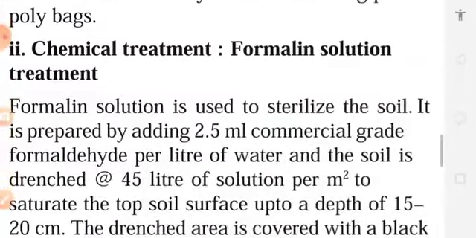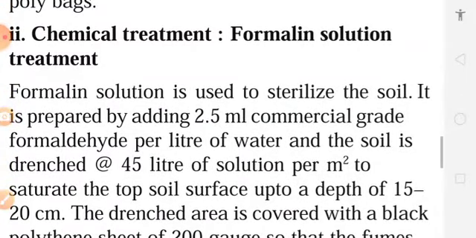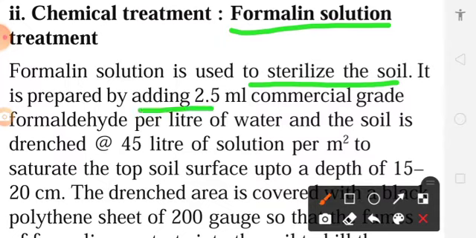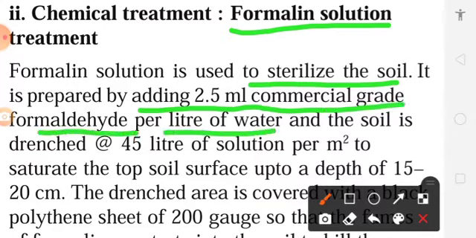So then come to the chemical treatment. That was the physical treatment. Now chemical treatment. In this chemical treatment, we can use formalin solution. This solution will sterilize the soil, and for that purpose we have to prepare this solution by adding 2.5 ml commercial grade formaldehyde per liter of water, and this is to be drenched into the soil at the rate of 4 to 5 liters per meter square. This solution is prepared and this water is poured in the soil.